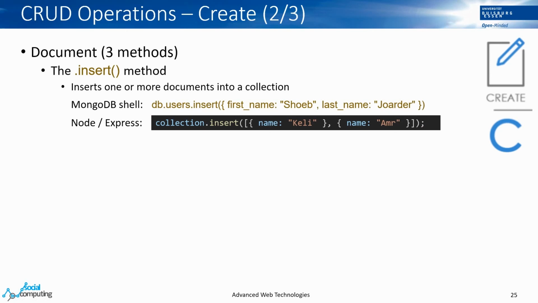Similarly, we can pass multiple documents to this method. For example, if we try to do that in Node, what we can do is collection.insert, and then we pass in an array. Right here, this is just a JSON object directly starting with a curly bracket. But if you want to add more than one document, you need to start with a square bracket, which indicates that it's an array, and within this array you have multiple documents separated by commas. We will try to do that just now.